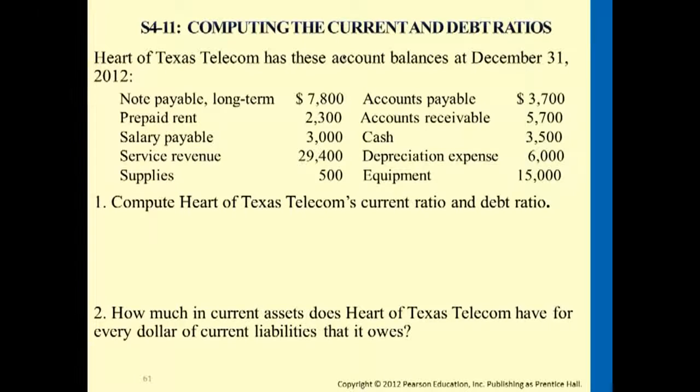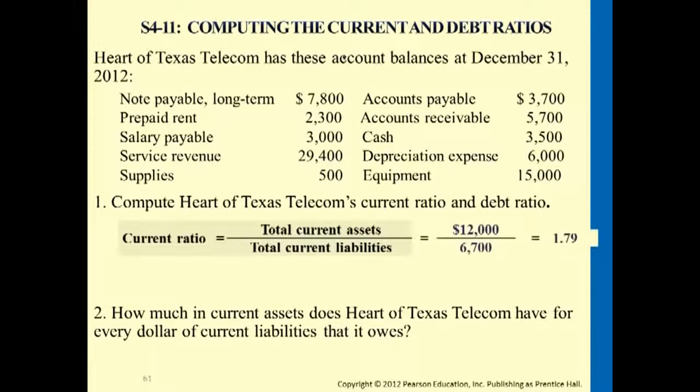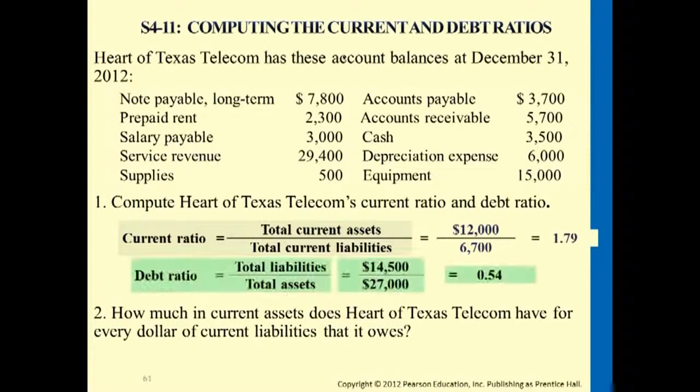Okay, now to calculate current ratio, we want to know current assets over current liabilities, and for debt ratio, total debt over total assets. So let's just classify the upper accounts first. Notes payable specifically tells us it's a long-term liability already. So notes payable you have here $7,800. That's the long-term category.